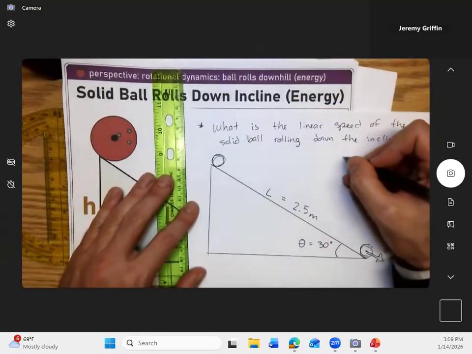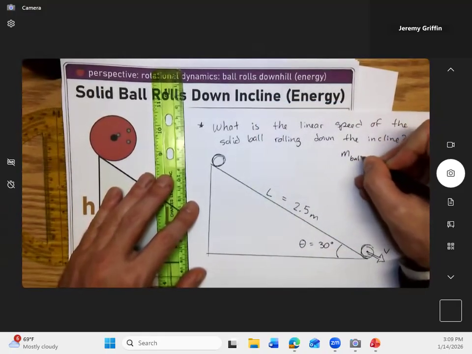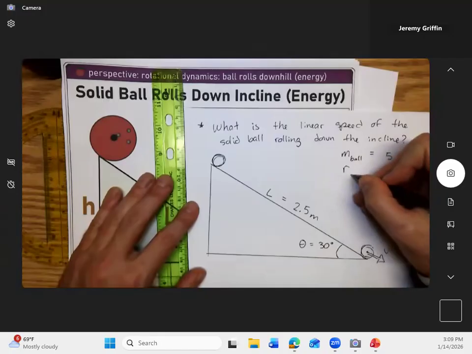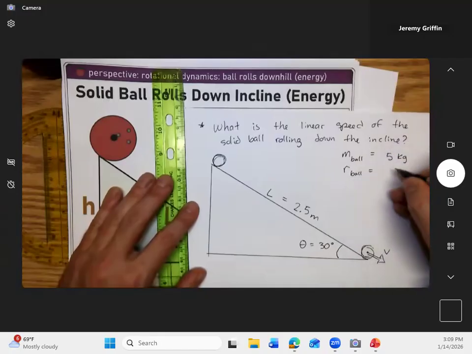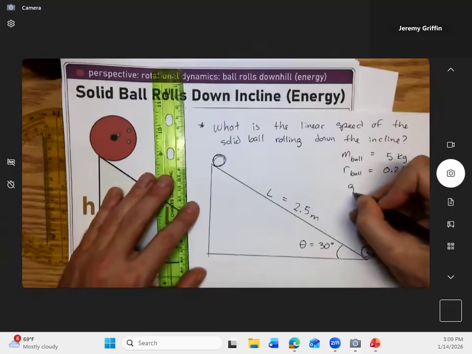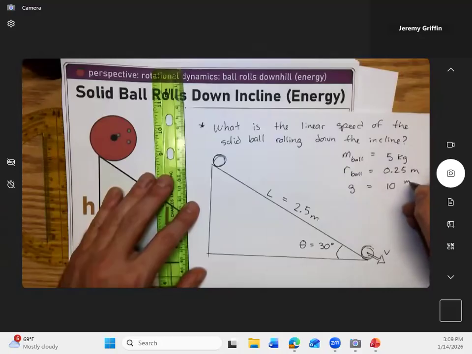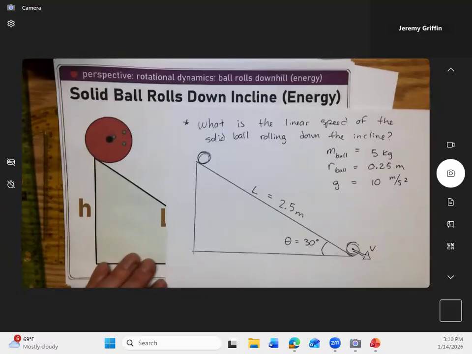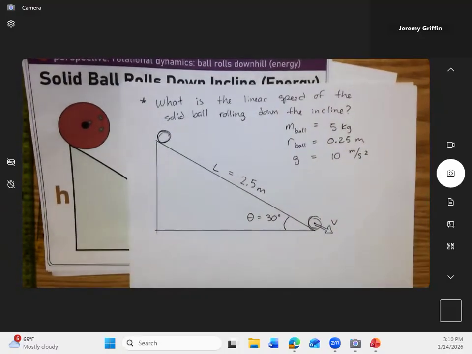And I'll give you the mass of the ball in case that matters. Maybe it does, maybe it doesn't. Okay. Let's call it 5 kilograms. Big old bowling ball. And here I'll give you the radius of the ball as, how about, 0.25 meters. Let's call the gravity field 10 meters per second squared. I think that's plenty of information. Yeah, that'll do it. So go ahead. I'll give you guys about a minute head start.